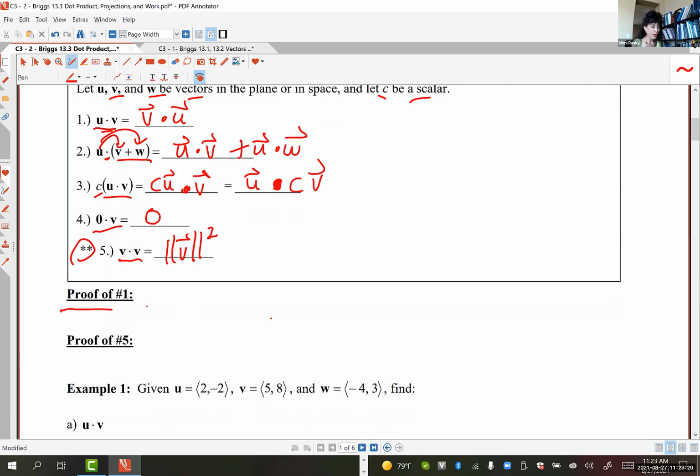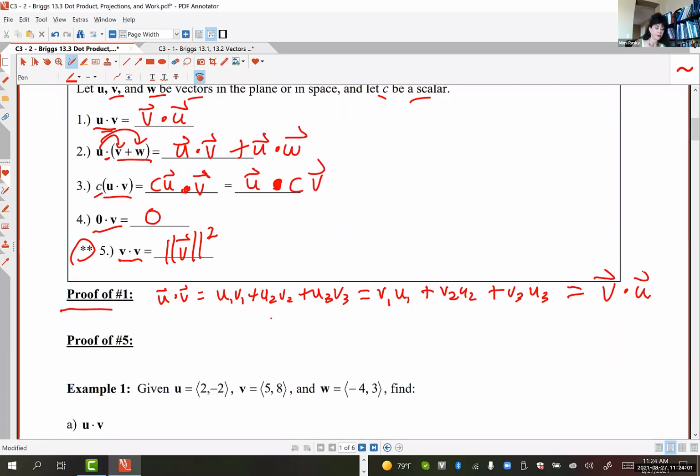So I'm going to prove number 1 right here. Let's look at U dot V. You'll get U1 V1 plus U2 V2 plus U3 V3. Fine. Now, by the commutativity of real numbers, because real numbers are guaranteed to be commutative, this is equivalent to V1 U1 plus V2 U2 plus V3 U3. But that's just the same as V dot product with U. And we're done. I just proved that U dot V gives you the same answer as V dot U. Not very interesting, but that's the proof.